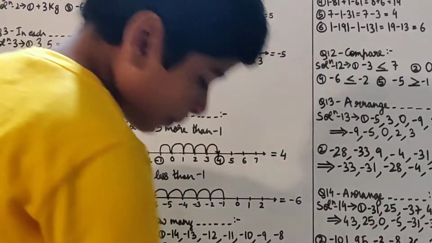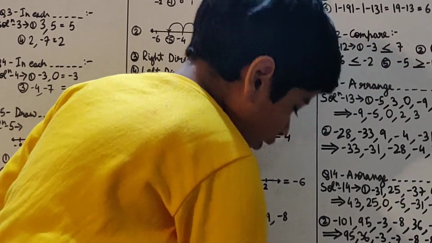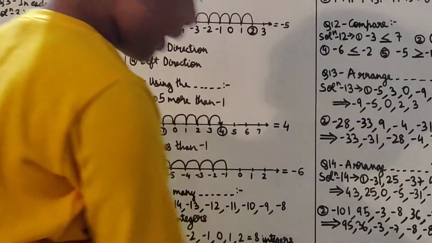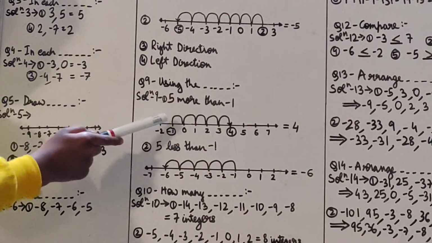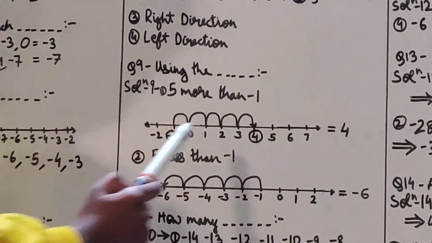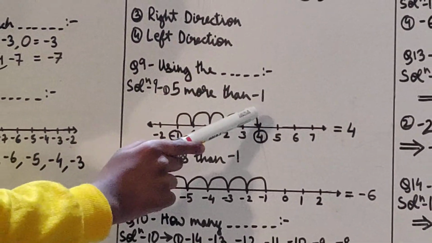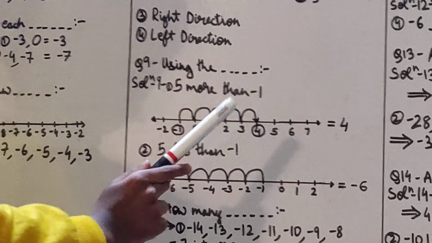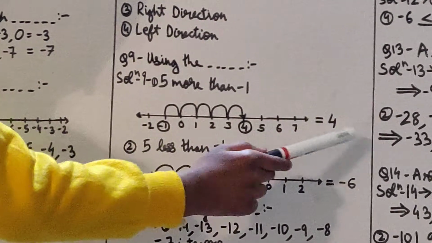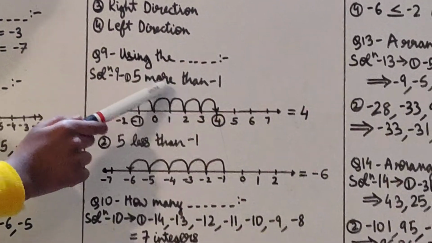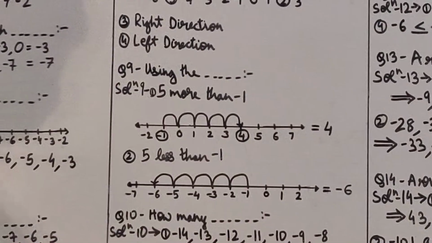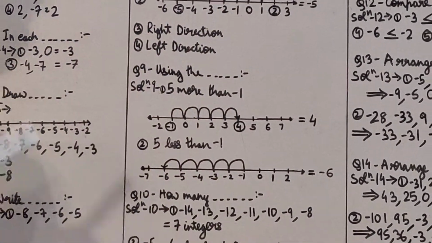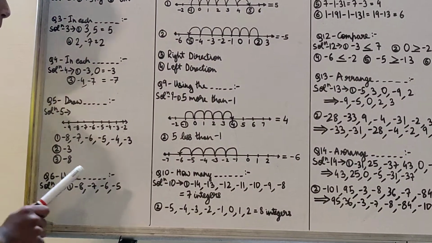Next question is, using the number line, write the integer which is 5 more than -1. So 5 more than -1. Over here I have made the number line, and then we will move 5 units to the right of -1. We will reach 4 as the answer. Remember this, that if it is written in the question more, that means you have to move towards the right side, and if it is written less, you will move towards the left side.